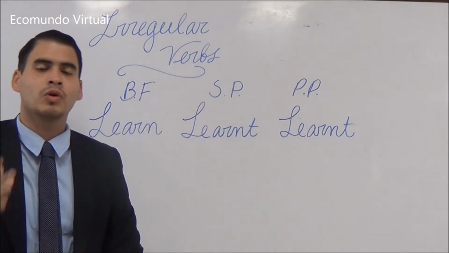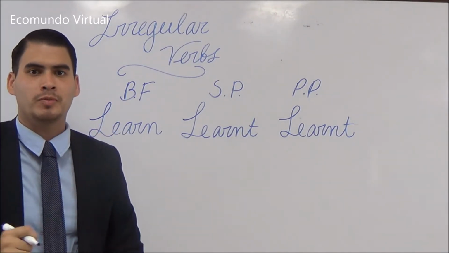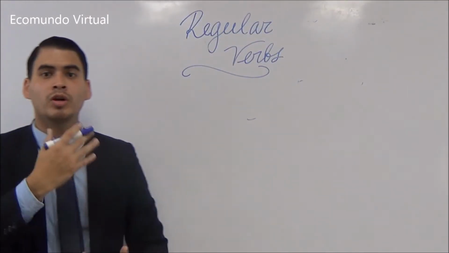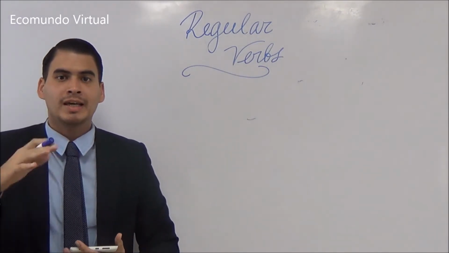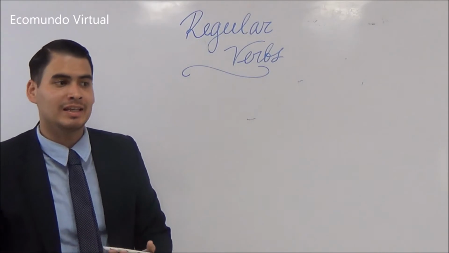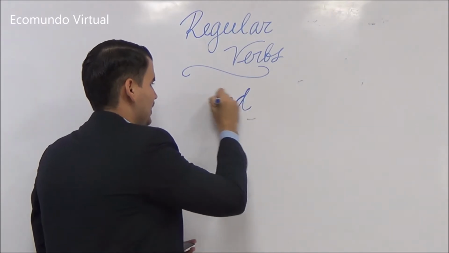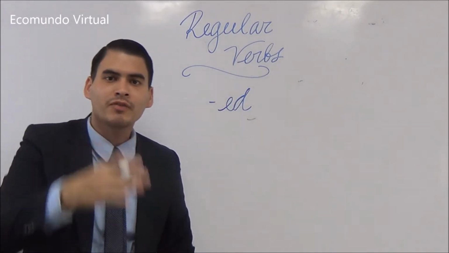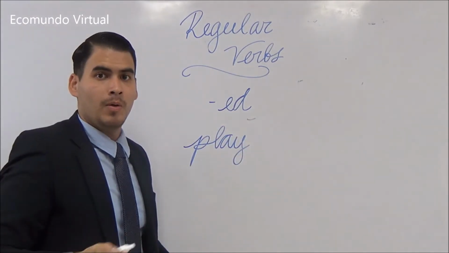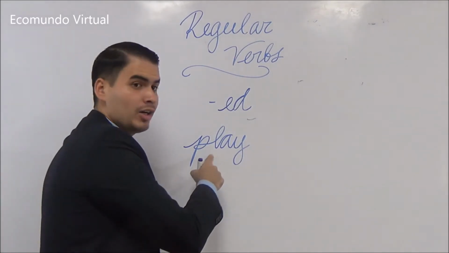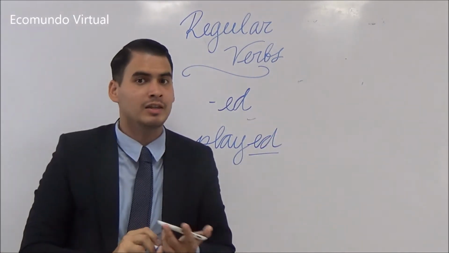And in the final part of this tutorial, we are going to identify the sentences, and also we're going to set examples applying these verbs. Now, here we have the regular verbs. The difference between regular verbs and irregular verbs is that all the regular verbs end in these two letters, ed. For example, we have a common verb like this, play. The past participle of play, which is a regular verb, is played. It ends in ed.